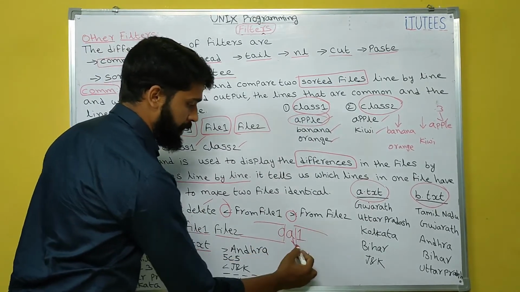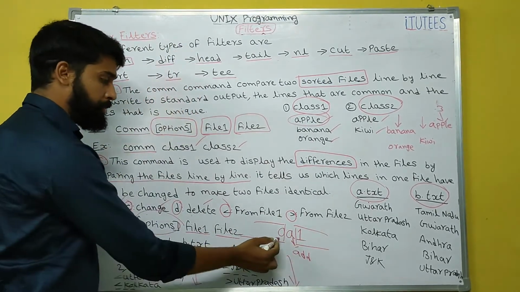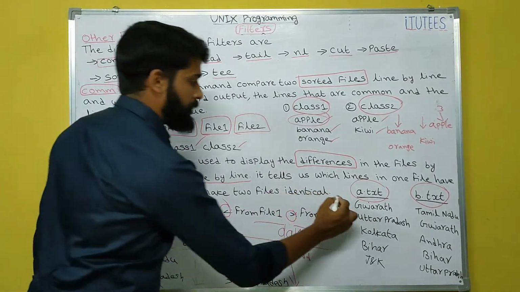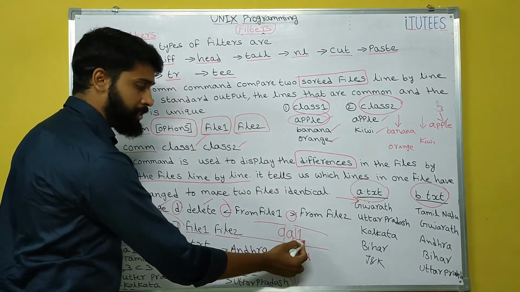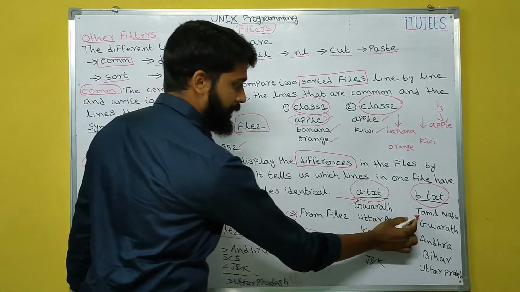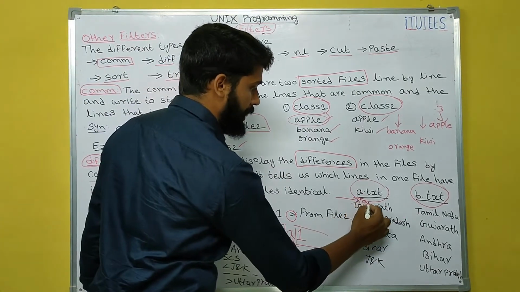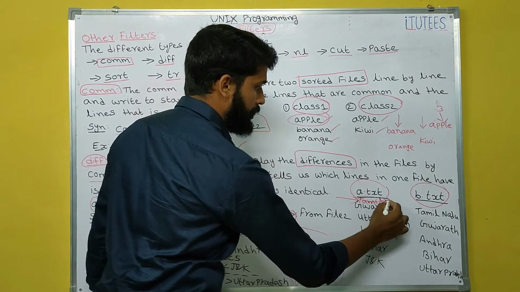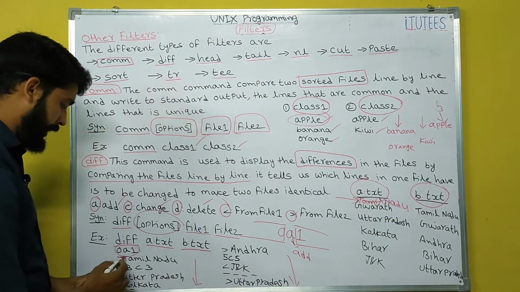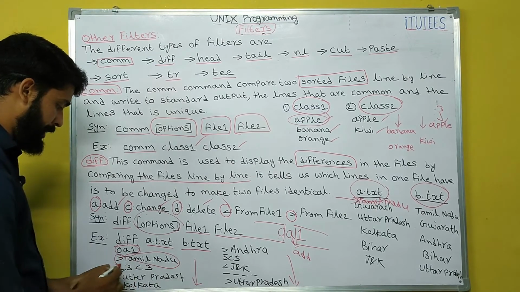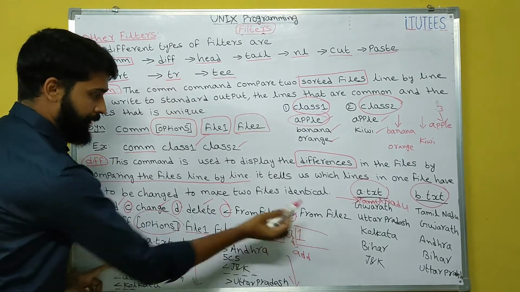So these numbers belong to file 2. 0 means the starting of file 1, so you are going to add the first line of file 2. What is the first line? Tamil Nadu. That you are going to add here. What is in the second file's line? Tamil Nadu. So greater than means from file 2.